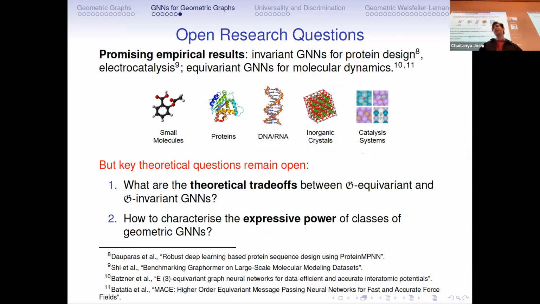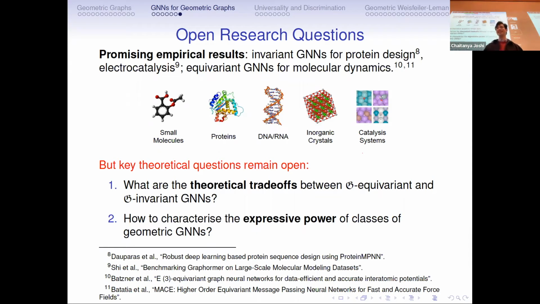Now, there are very promising empirical results for both these classes of models. Invariant models are quite successful for proteins and catalysts, these larger systems. Equivariant GNNs are doing super well for molecular simulations. David is here in the audience. Thanks for coming in. His work is one of the super cool works in this area.